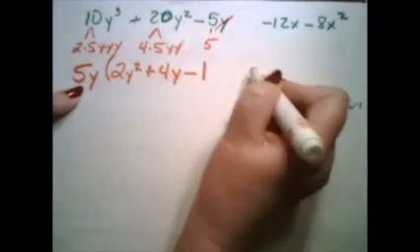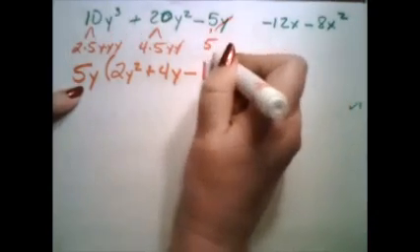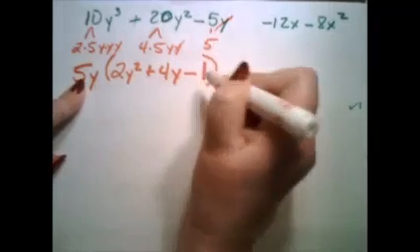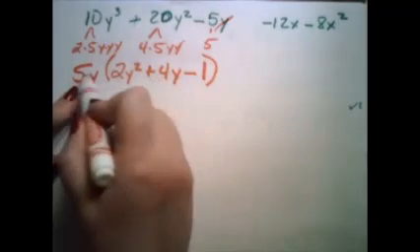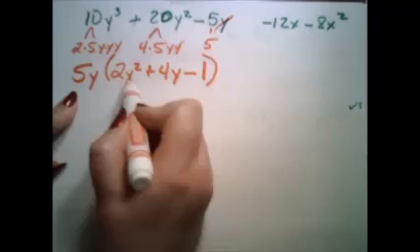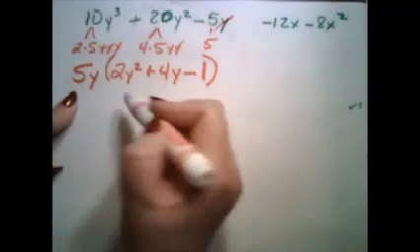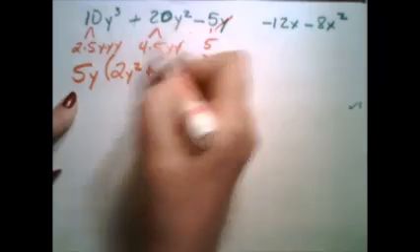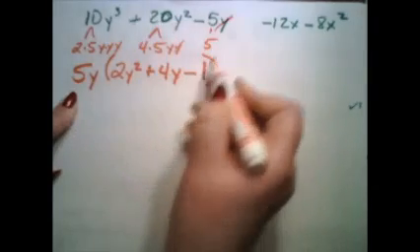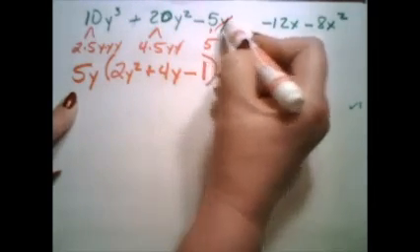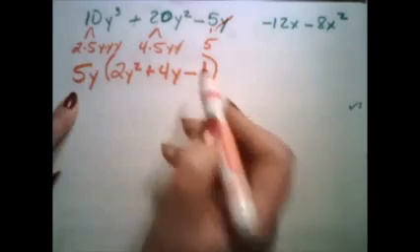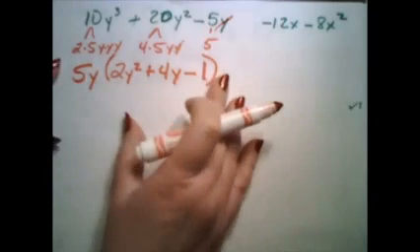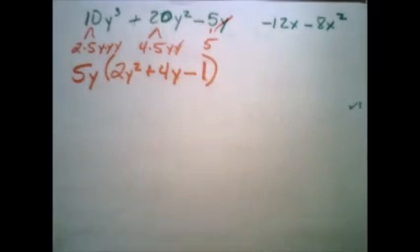I can't just say 0 because there used to be a term there, and when I go and fix this back, I could say 5y times 2y squared gives me 10y cubed. 5y times 4y gives me 20y squared, and 5y times minus 1 is going to give me negative 5y. I've got to have something there to bring that back. So here, I'm done. Let's try another one.